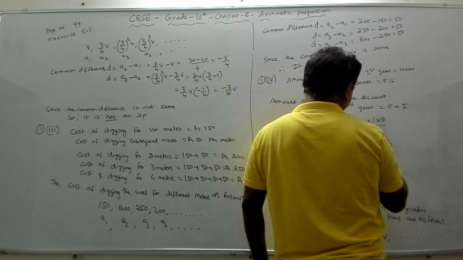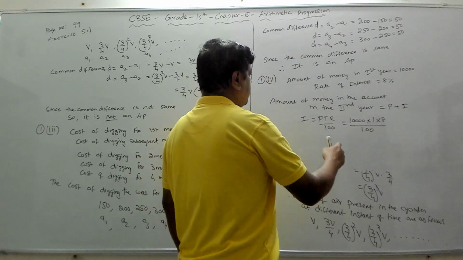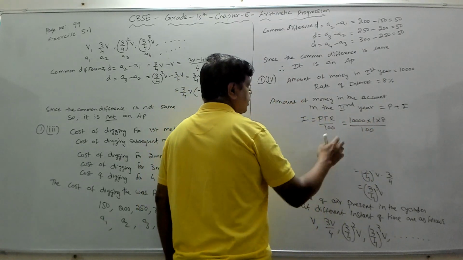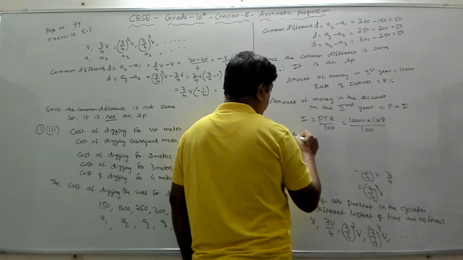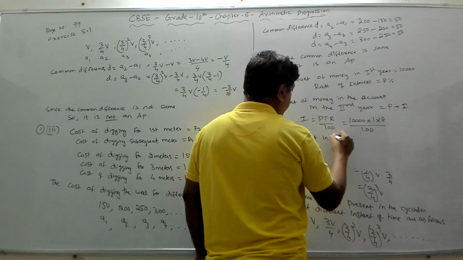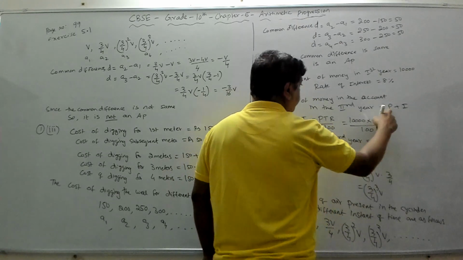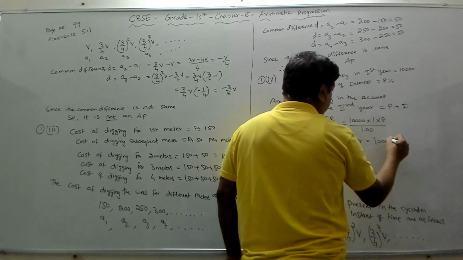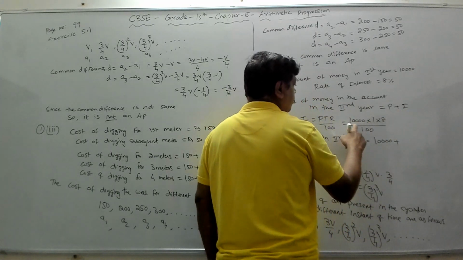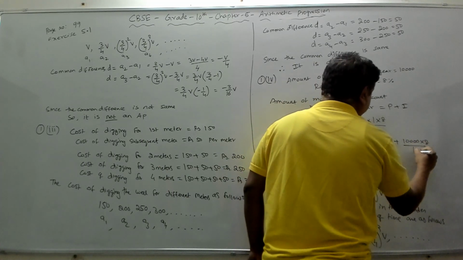We get 10,000 into 8. I'll not simplify this. I'll keep it as it is. Let's not simplify here. Let's go to the amount. So amount becomes what? Amount in the second year is equal to P. P is 10,000 plus I. I is this one, 10,000 into 8 by 100.